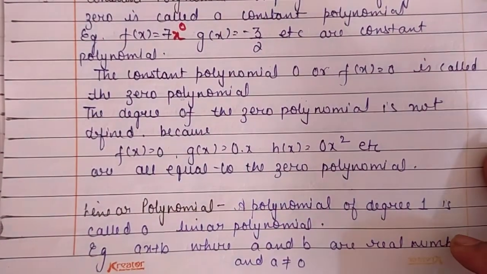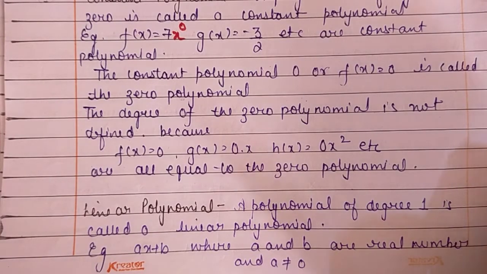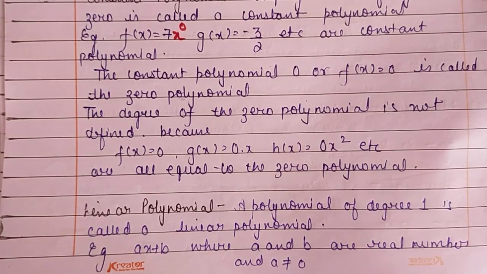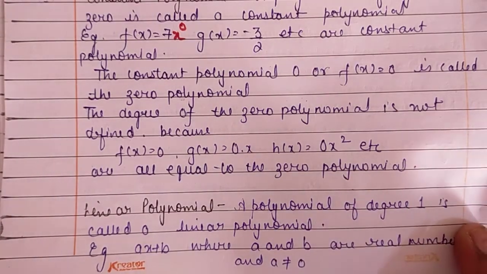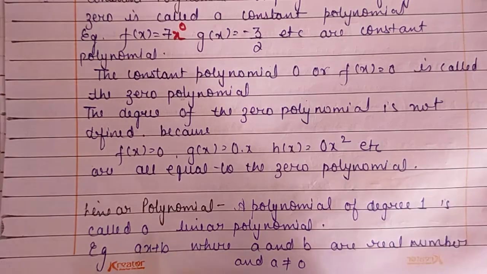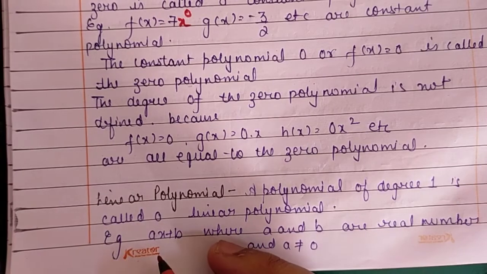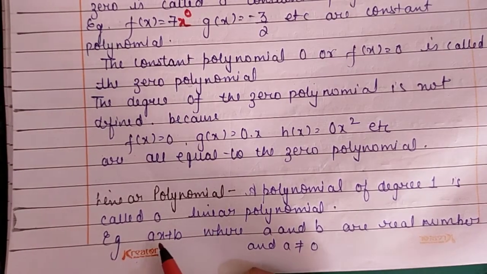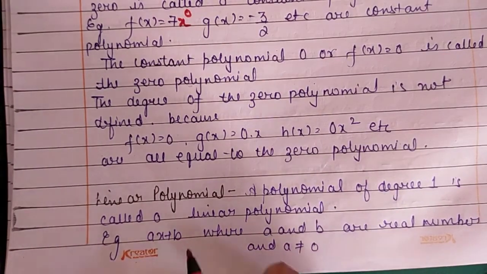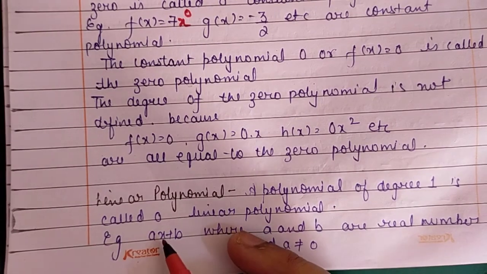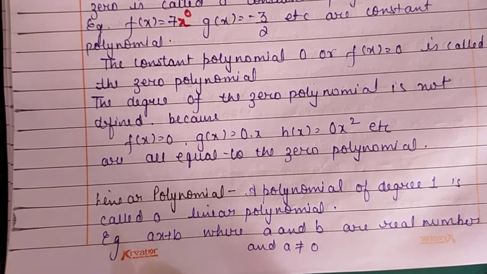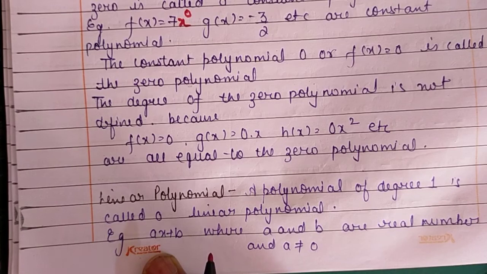Now the next one is the linear polynomial. What is a linear polynomial? A polynomial of degree 1. Yes, if the degree of any polynomial is 1, then we consider it a linear polynomial. And this is the general form to express a linear polynomial: ax raised to the power 1. Why do we call it a linear polynomial? Because the degree of the variable is 1. That is why we call it a linear polynomial.